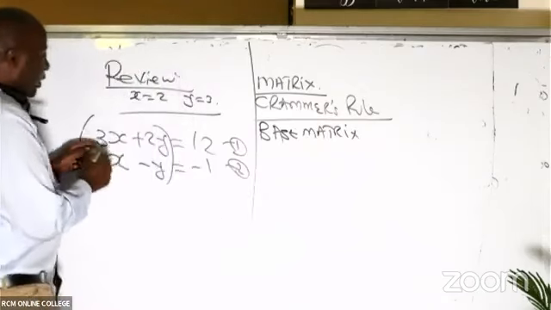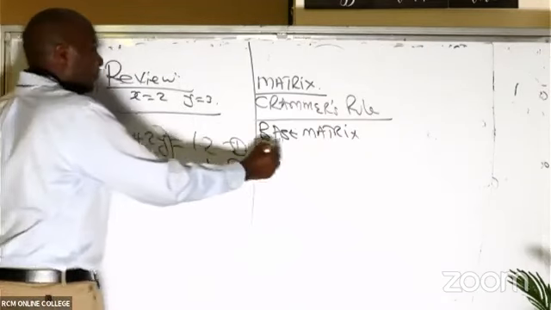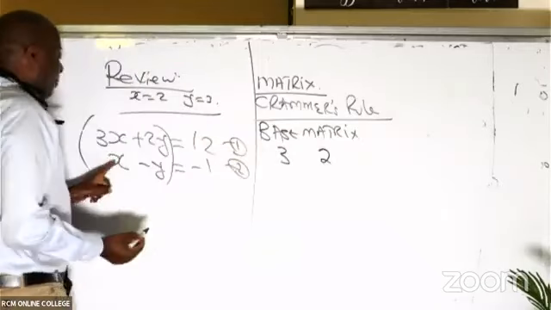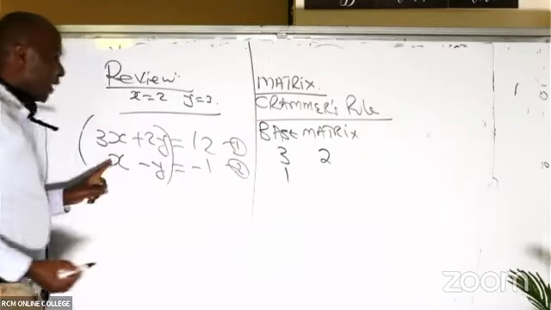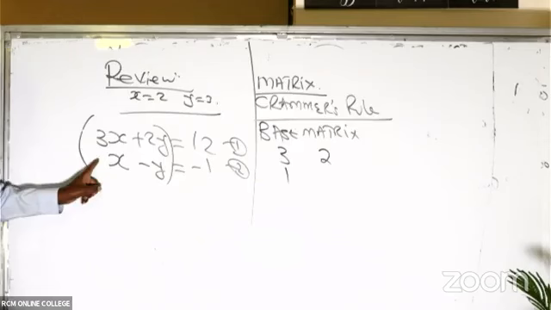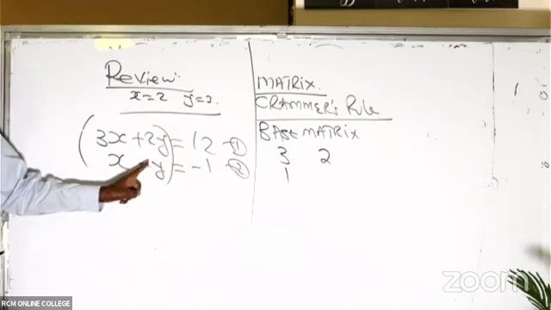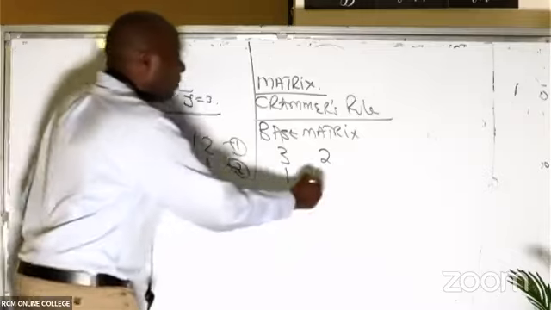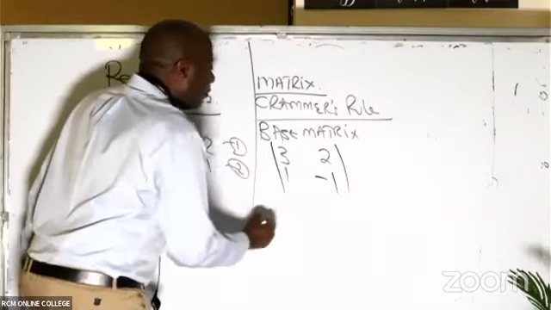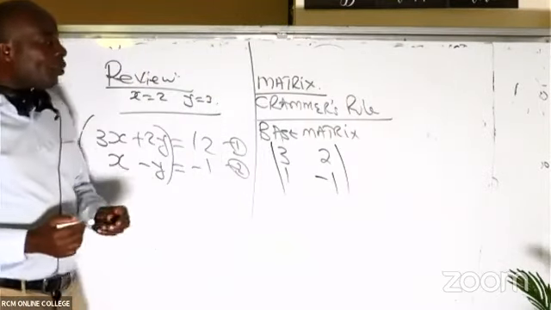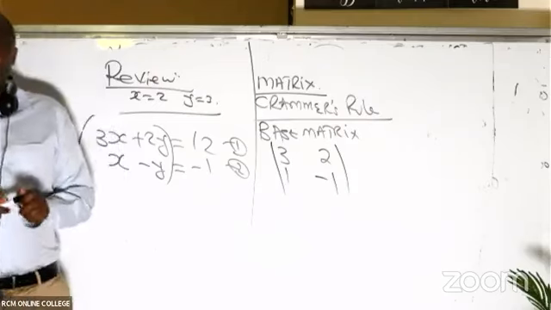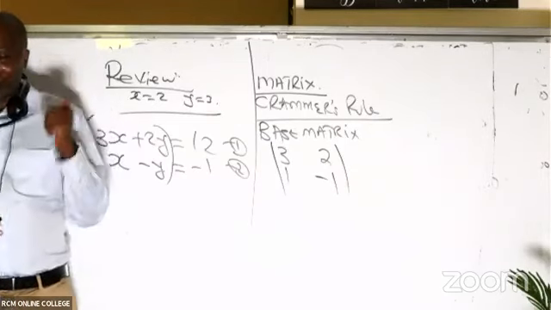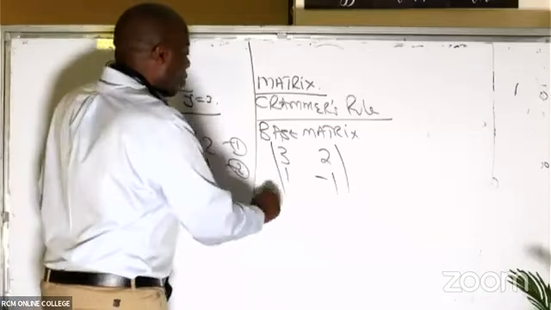So the base matrix here will be: the number before x is 3, the number before y is 2, the number before x in the second equation is 1. You see here there is a silent 1. And here, if you're not keen, you will get a 0. So in this case, you will have minus 1. And remember very well that once you've identified the base matrix, the next thing will be for you to give us the determinant of the base. So go ahead and give us the determinant of the base.